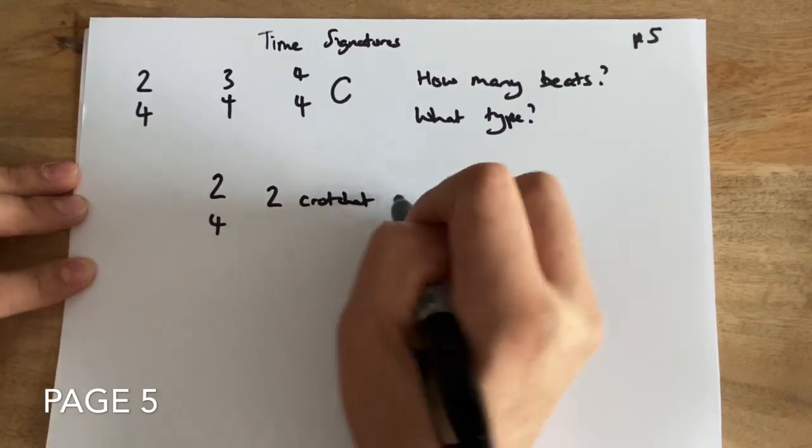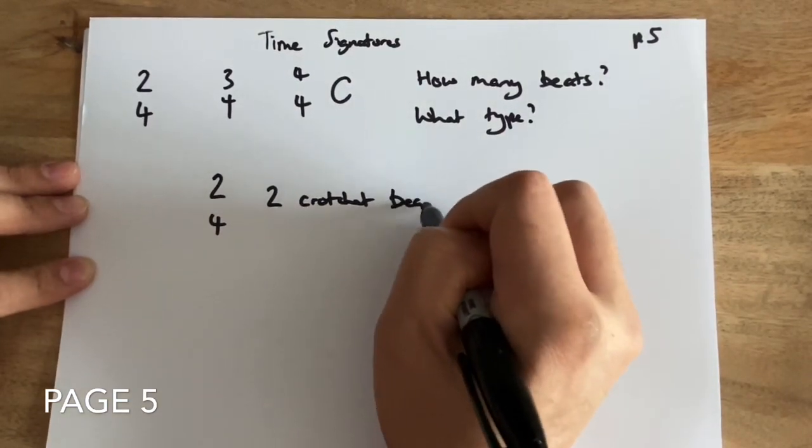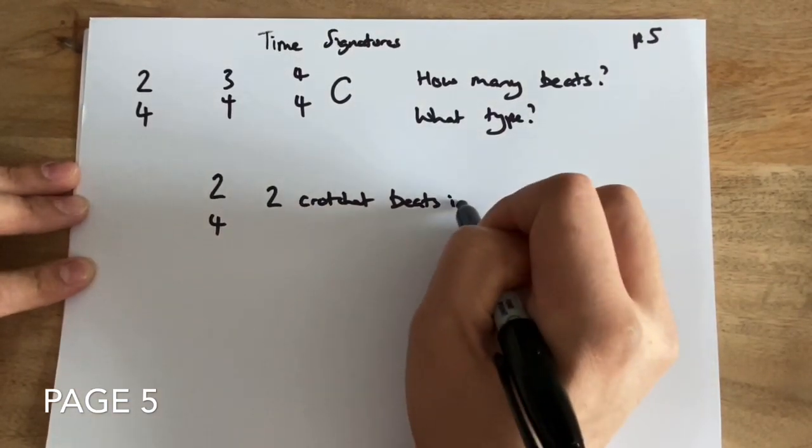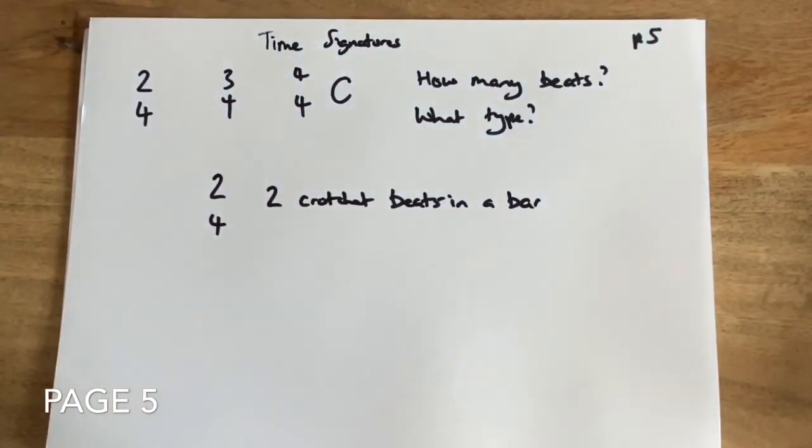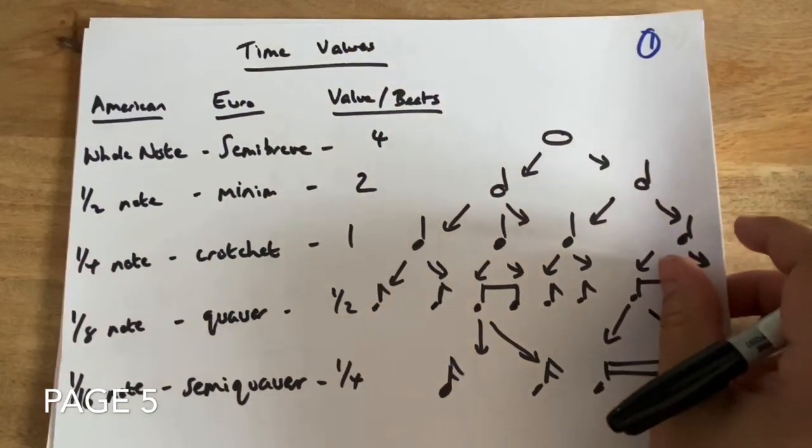So 2/4, so if you see a 2/4 at the beginning of music, it means therefore that there are 2 crotchet beats in a bar. Okay, I'm going to explain why the bottom 4 means crotchet in a moment. So how many beats? It's 2, because the top number tells you how many. What type of beats? Well, it's 4.